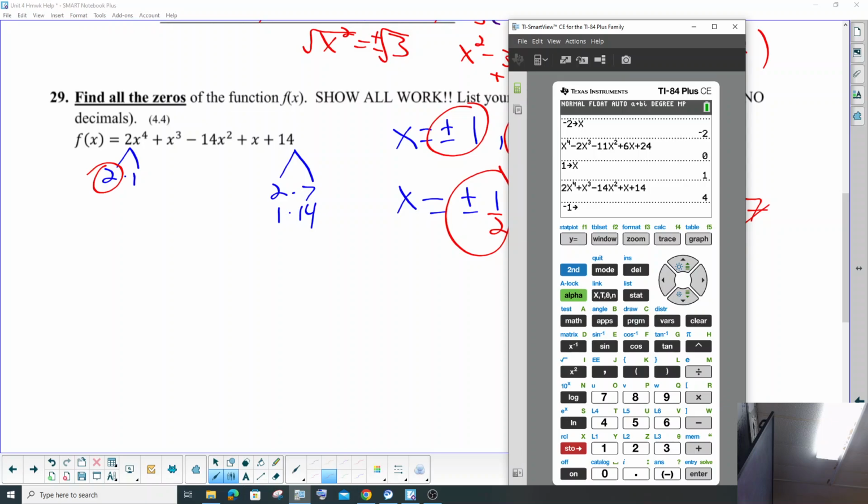So -1 stores into x. Good. There we go. So then we go second enter, which brings up the last thing you did.